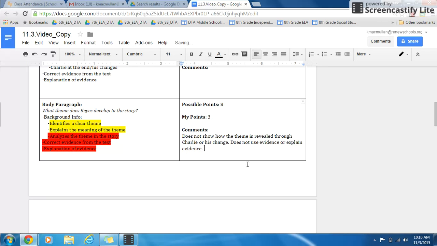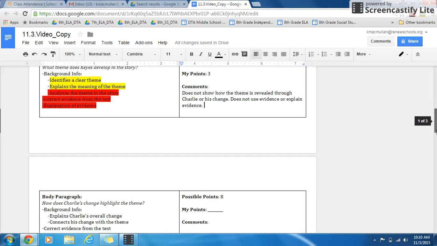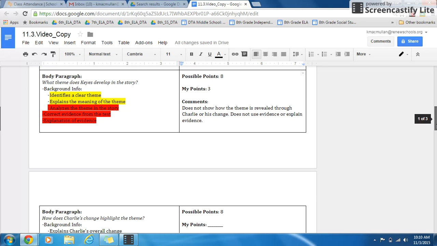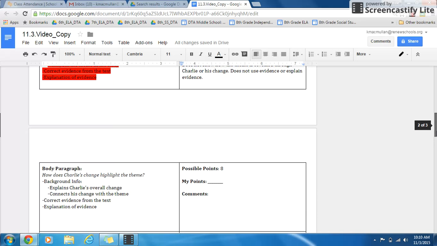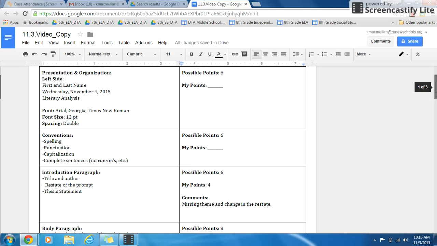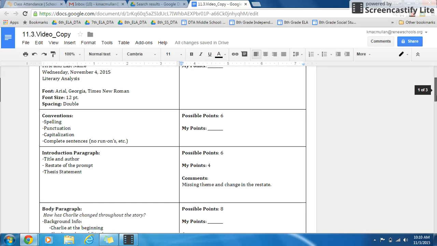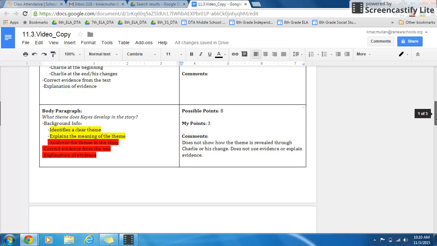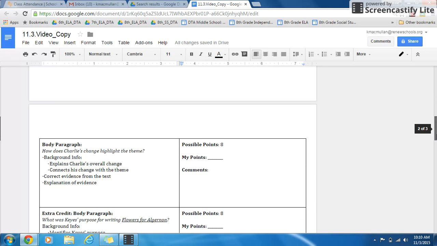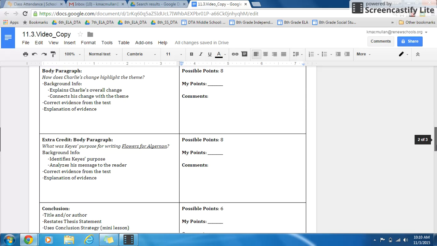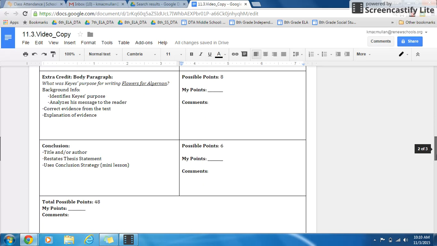So if you are going through your paragraphs using this rubric, you can look for what your paragraphs are missing. You don't need to grade it, but you do need to figure out what's missing so that you can add that into your essay and make your essay absolutely complete. So what you'll see is we have points for presentation and organization, conventions, an introduction paragraph, body paragraph about Charlie's changes, about the theme Keyes develops, and about how Charlie's change highlights that theme. This extra credit paragraph we're going to talk more about tomorrow, and then as well as a conclusion paragraph.